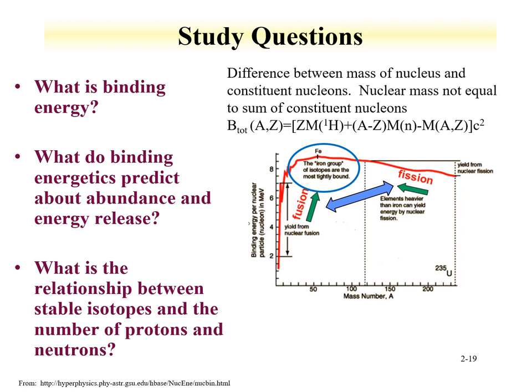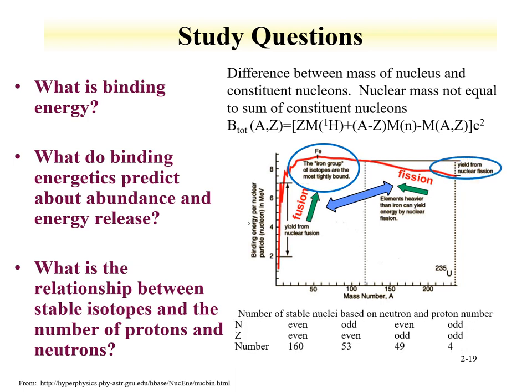Now the question could be the relationship between stable isotopes and the number of neutrons and protons. Well, we discussed that of the stable isotopes, over half of them are even-even, about an equal number are even-odd or odd-even, and there are only four stable isotopes with an odd number of neutrons and an odd number of protons. So even-even nuclei tend to be the most stable.